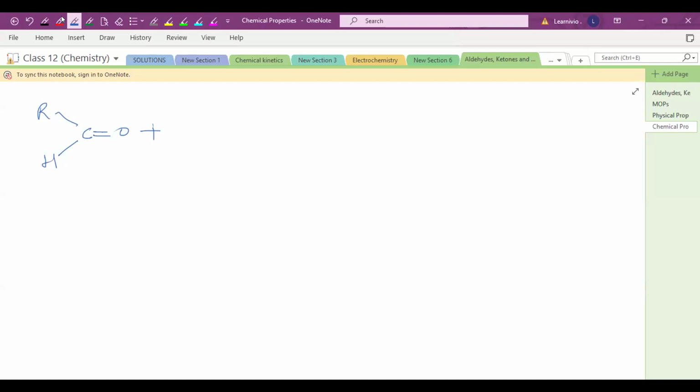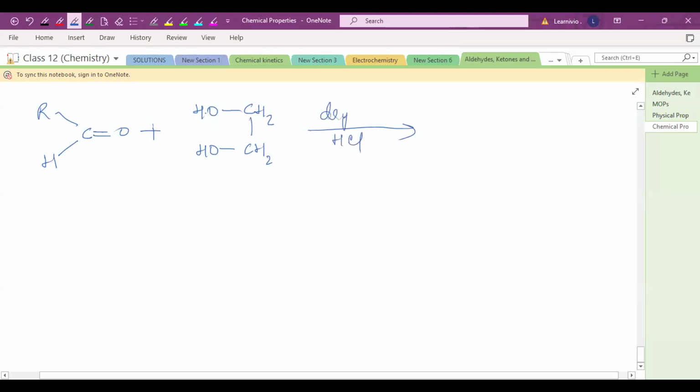Glycol we use for the 1,2-diol, vicinal diol. Okay, and it is ethylene. So CH2, CH2, and to both carbons OH is attached. So this structure is known as ethylene glycol. Okay. So when you treat the carbonyl compound, basically an aldehyde, with the ethylene glycol in the presence of dry HCl, what happens from here? This hydrogen and this oxygen will combine and the water will be released.